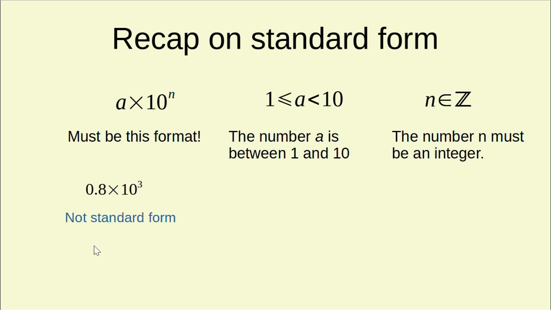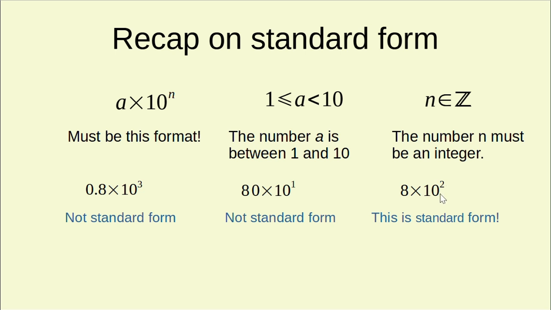So some examples here. 0.8 times 10 to the 3 is not standard form, because this 0.8 is less than 1. 80 times 10 to the 1 is not standard form. 80 is bigger than 10. But 8 times 10 to the 2 is standard form. And all three of these numbers equal 800, right? But only this one is in standard form. Hopefully you can see how I've converted from these two forms into standard form.